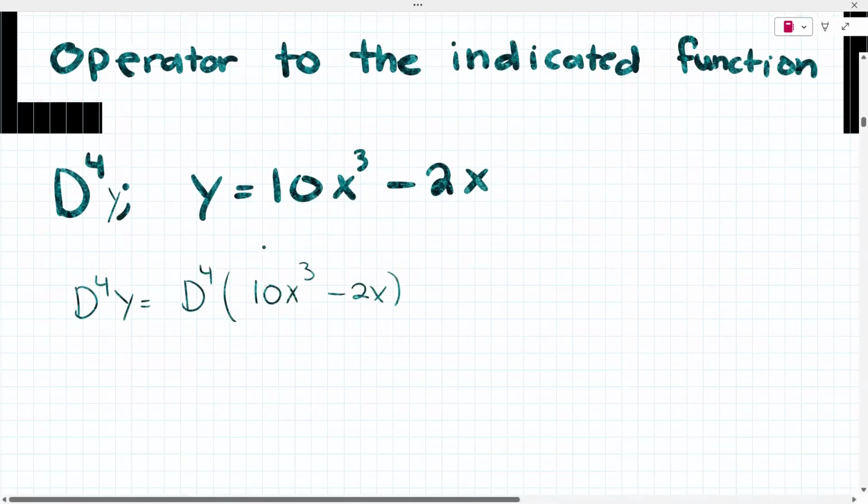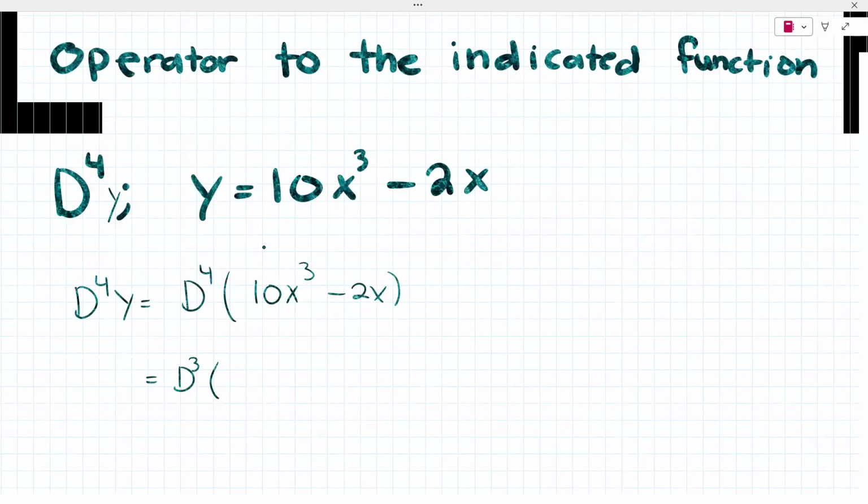And then we just basically take the derivative. So d cubed, and then you just take the derivative of this. What's the derivative of 10x cubed minus 2x? That's 30x squared minus 2.